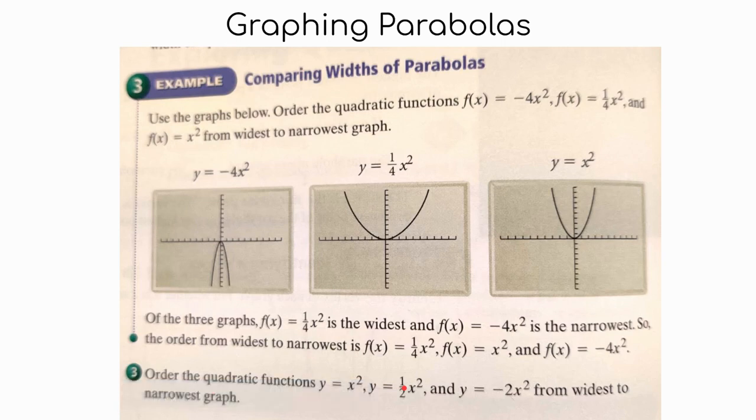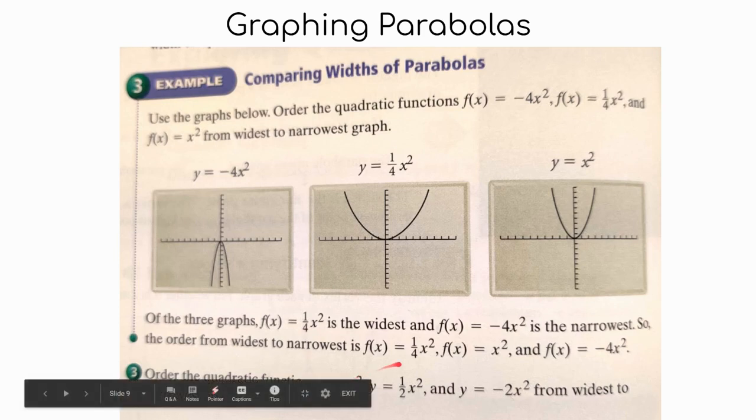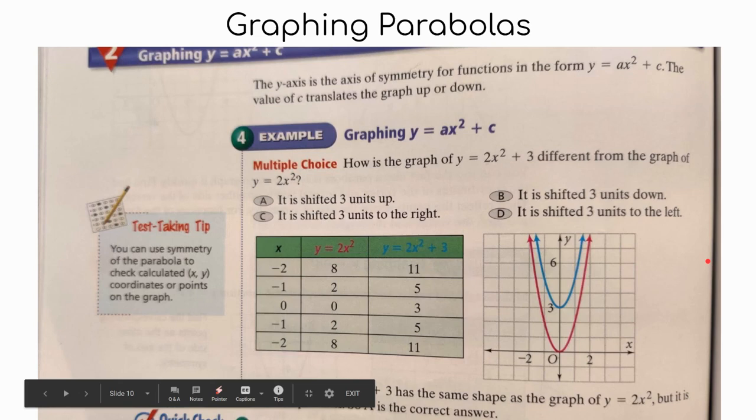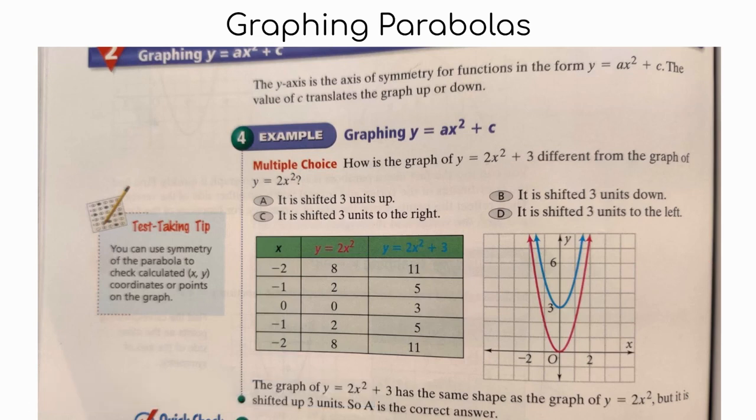So for quick check 3, order the quadratic functions from widest to narrowest. So widest, we need the smallest a. Narrowest, we need the largest a, absolute value-wise, so furthest away from 0. So if we're going to order these, the first one is going to be y equals 1/2 x squared. The second one is going to be y equals x squared. That's what's hiding behind this banner. And then the third one, the most narrow, is y equals -2x squared. Fantastic.